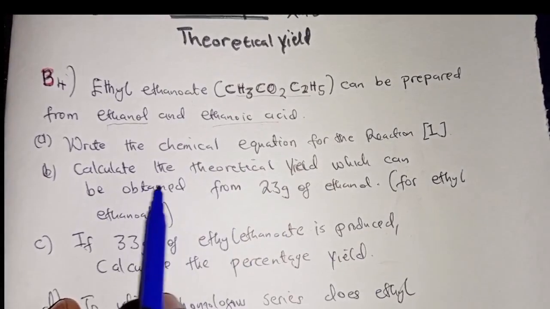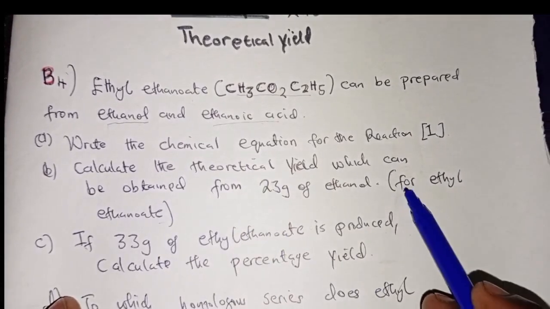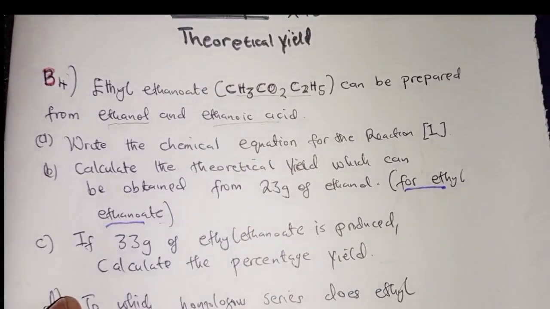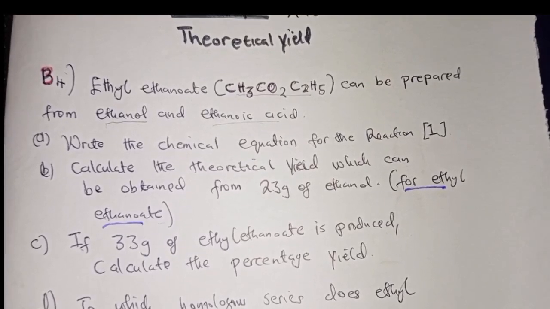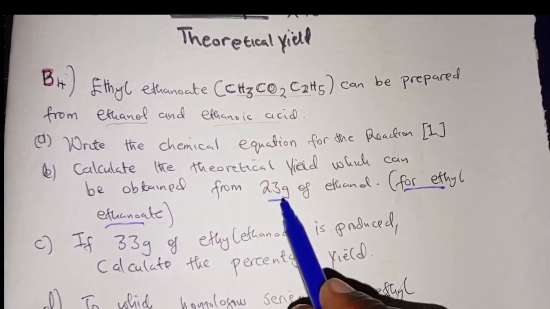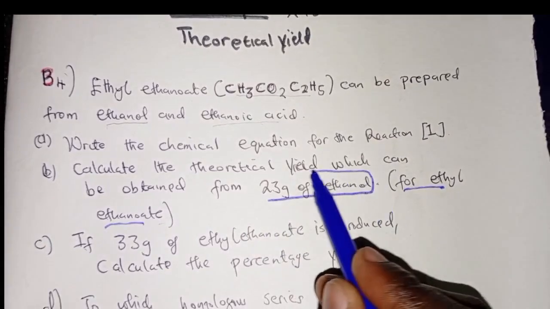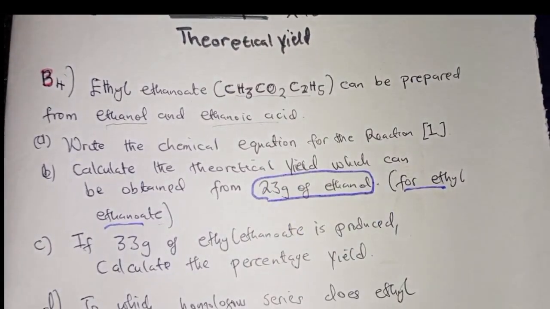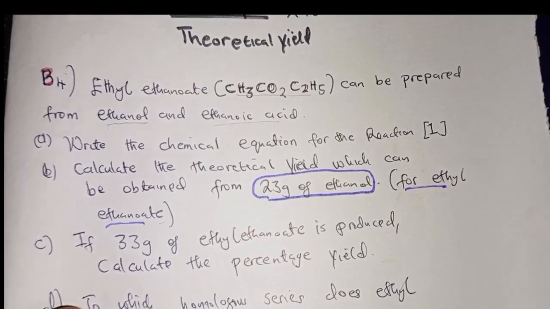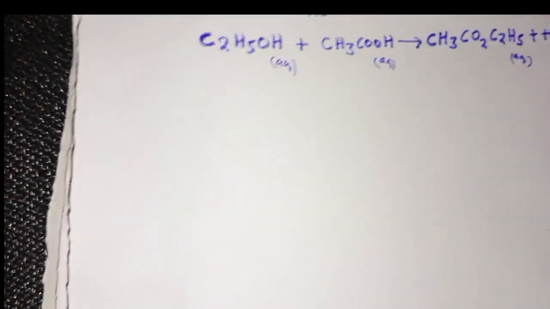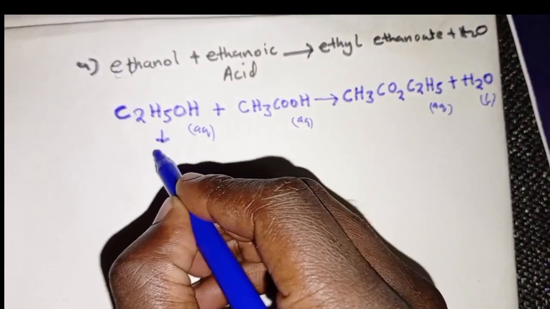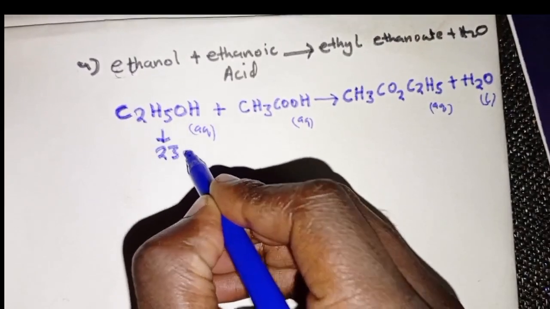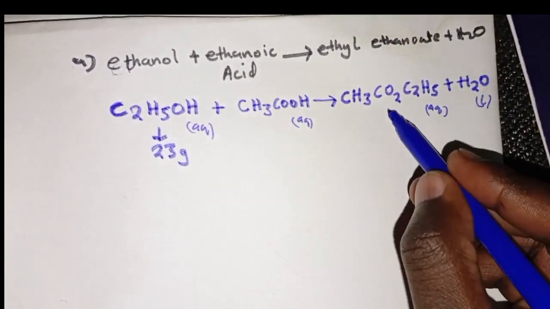Now write the chemical equation. Done. Calculate the theoretical yield for ethyl ethanoate, which has been formed, which can be obtained from 23 grams. So this is 23 grams of what? Ethanol. Okay, 23 grams of ethanol. So let's do this. We have ethanol. We are told ethanol is actually 23 grams, and I want to find how many grams.